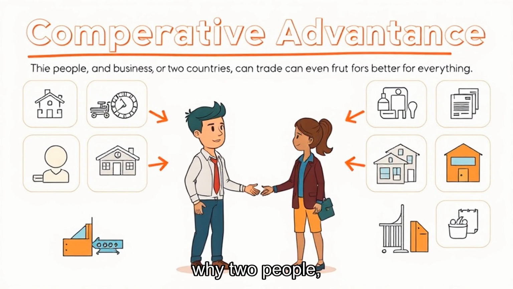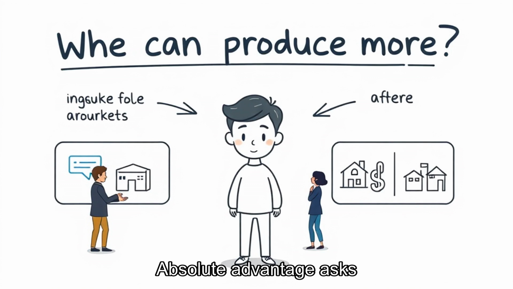Comparative advantage explains why two people, two businesses, or two countries can gain from trade even when one side is better at everything. The idea sounds strange at first, but it is really about opportunity cost. Absolute advantage asks who can produce more. Comparative advantage asks who gives up less by producing one thing instead of another. That difference is the heart of the concept.